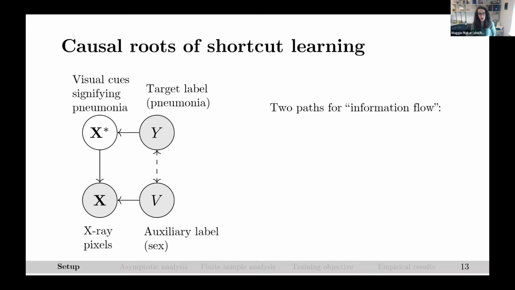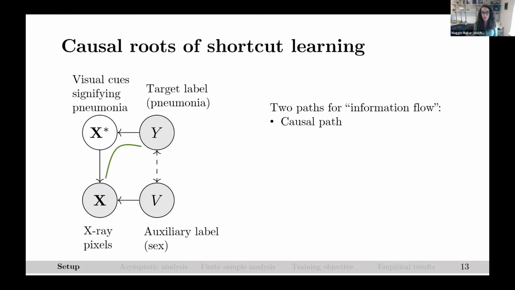The second advantage of looking at this problem from a causal view is that it gives us a very concrete explanation for why shortcut learning is happening. So again, let's suppose that we're sampling from some source distribution where there is a correlation between V and Y. By looking at the causal DAG here on the slide, you can see that there are two ways that the information can flow between X and Y. So f of X is going to map us from X to Y. So if we look at this DAG, there are really two ways to get from X to Y.